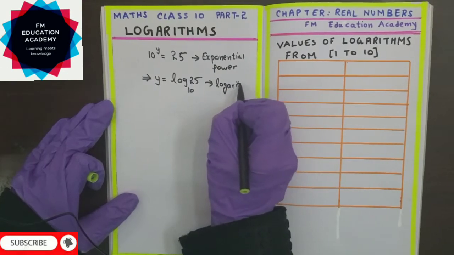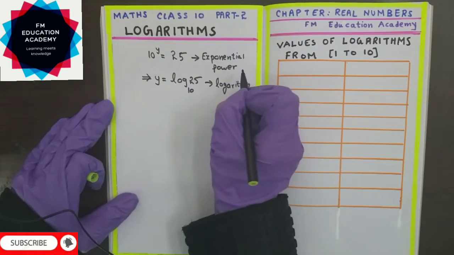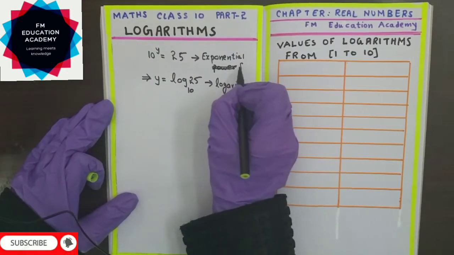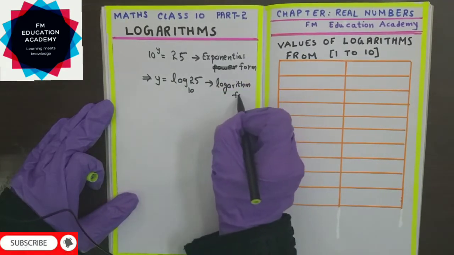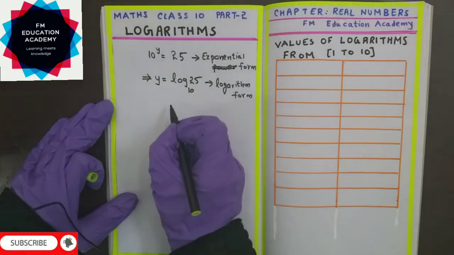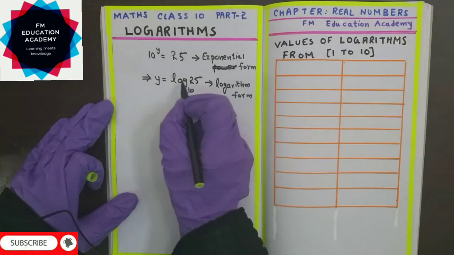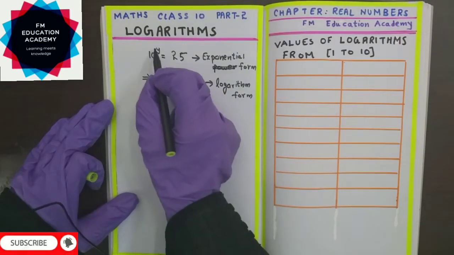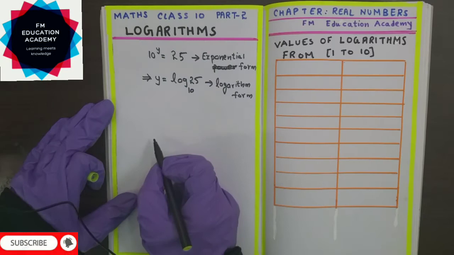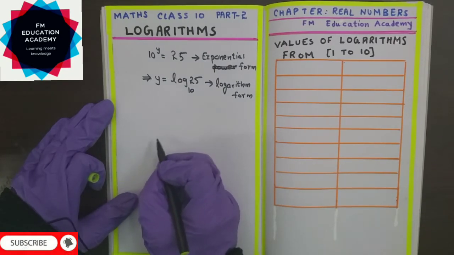So this is called exponential form, and this is called logarithmic form. As you can see, in logarithmic form we have log, and in exponential form we have power. Now let us see different types of formulas of logs and different laws of logs.